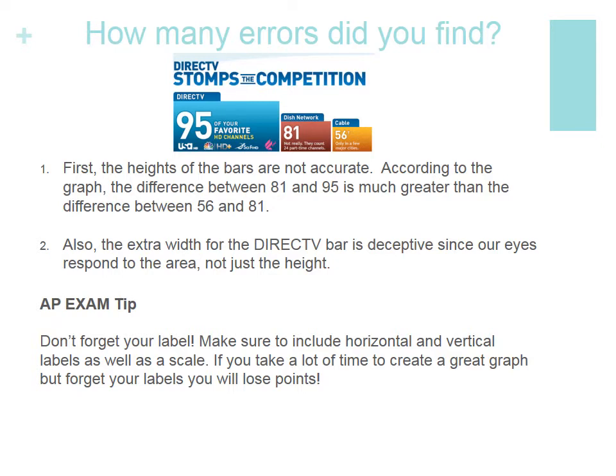So that's the second major difference. If you take a look here, this has a pretty big one, but it's saying, between 81 and 56, there's not that big of a difference, when actually there is. Also, the extra width for DirecTV is deceptive. So our eyes immediately go to DirecTV because it's so much wider than the other bar charts. So it's deceptive because they respond to the area, not just the height. So think about that as you're looking at commercials on TV or you see billboards. Are they representing their data correctly, or are they trying to make it a little bit misleading?